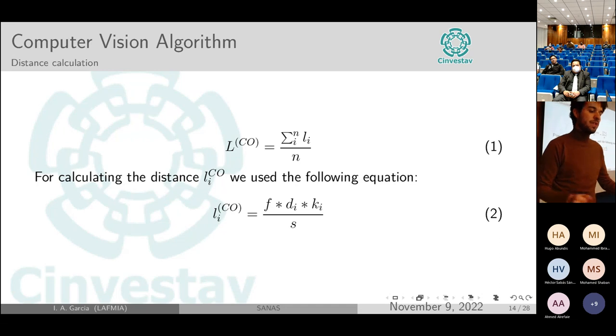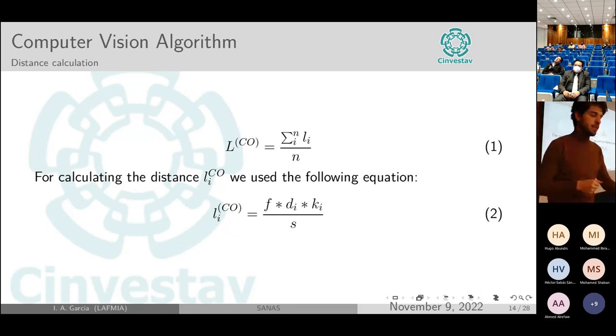So we make an average of the distance calculated using each pair of lights. And this independent, individual distance that is calculated using an individual pair of lights is equation two. Here, F is the focal length, S is the height of the sensor. These two are given by the manufacturer of the camera.